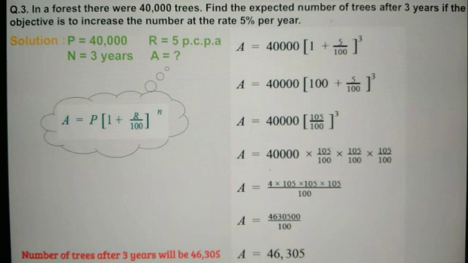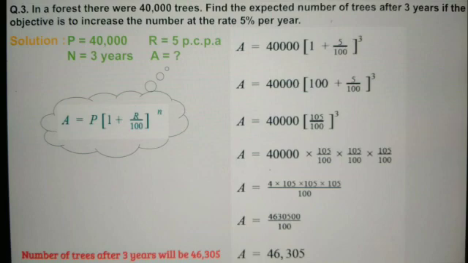So what is your principal here? 40,000. Your R is 5% per annum. N is 3 years. And what have you to find out? Amount. What is amount? Number of trees after 3 years. Correct. So first you are going to write the formula, that is A is equal to P 1 plus R upon 100 to the power of N.